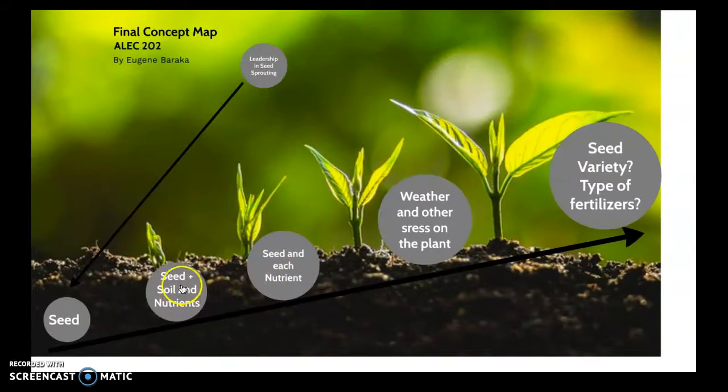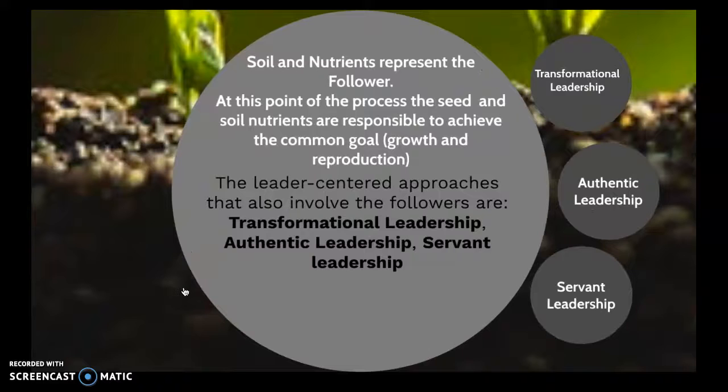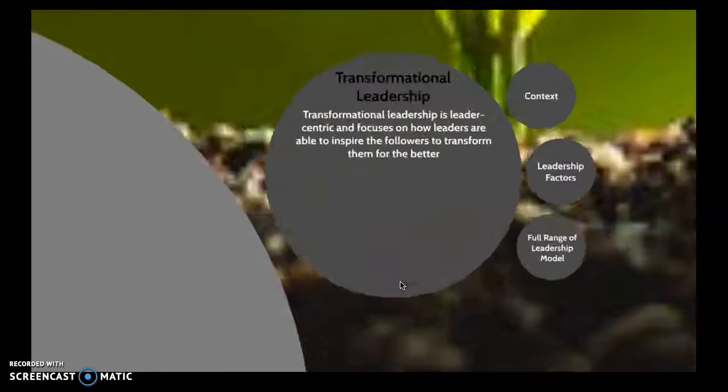So the second part represents the seed and followers, which are approaches that are leader-centric but also focus mostly on the followers. We also have some follower-centric approaches. Here, at this point of the process, the seed and the nutrients are responsible for achieving the common goal. So some leader-centric approaches are transformational leadership and authentic leadership, and a follower-centric approach, which is servant leadership.